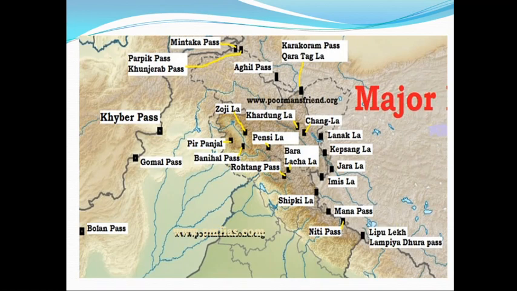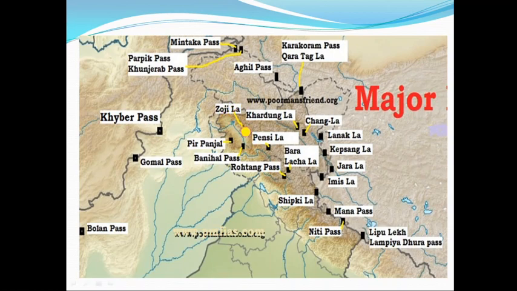Next is Imshila. Imshila is here, as you can see. This pass connects the Ladakh region of India with Tibet in China. Then we have Pensi La here. This pass provides a link between Kashmir Valley and Kargil. Next is Zoji La. So here we have Zoji La.